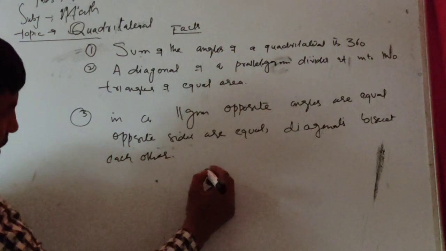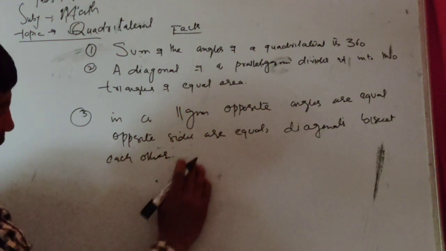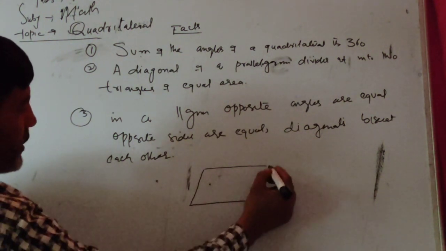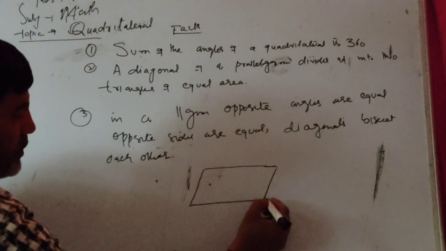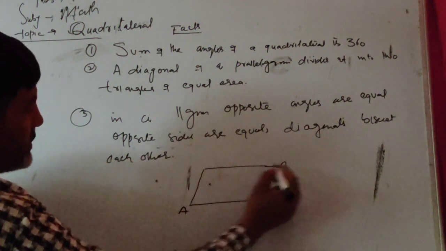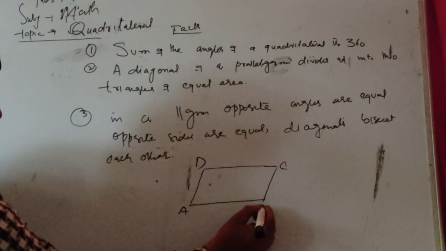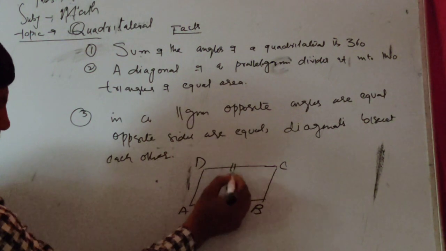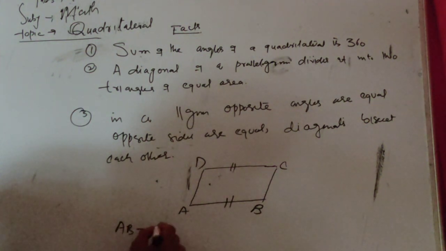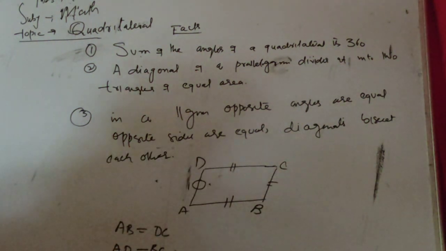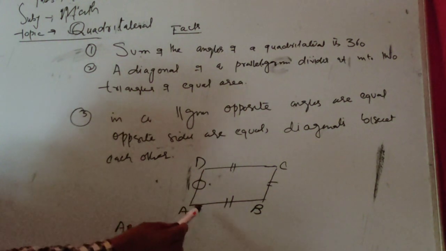For example, let us take an example of a parallelogram. Say ABCD is a parallelogram. Because opposite sides are equal, this means side AB is equal to DC, and similarly side AD is equal to BC. The quadrilateral is a parallelogram with opposite sides equal.